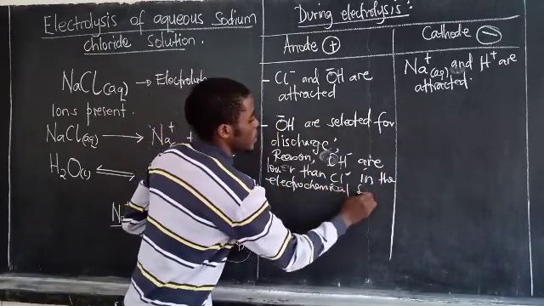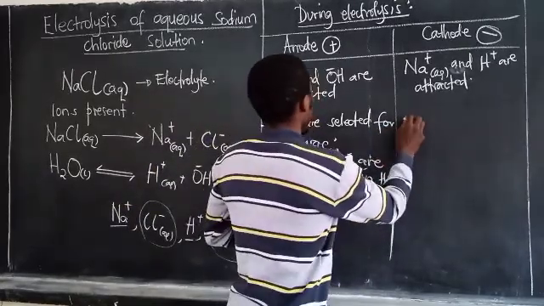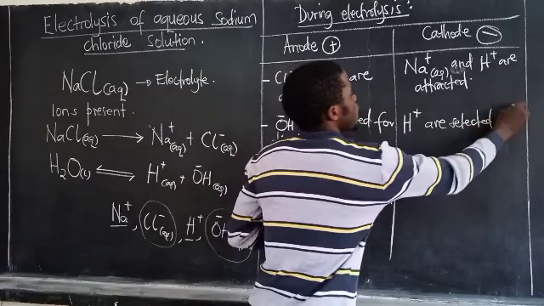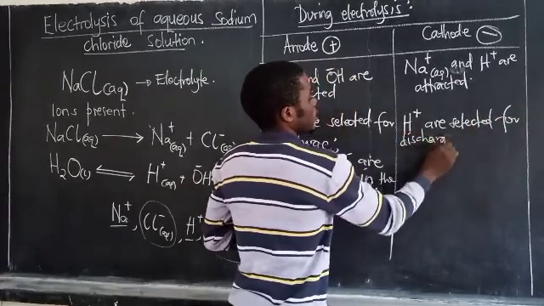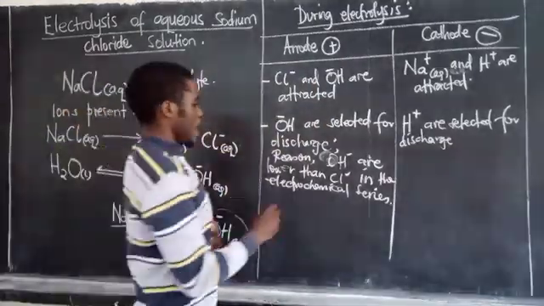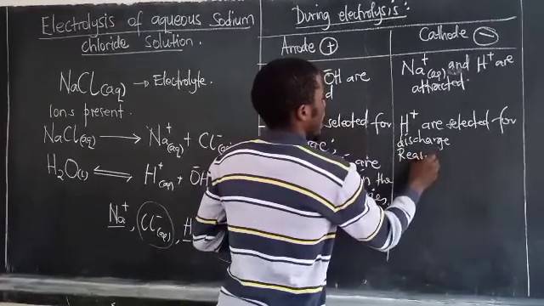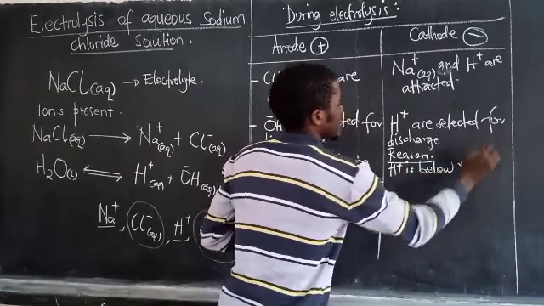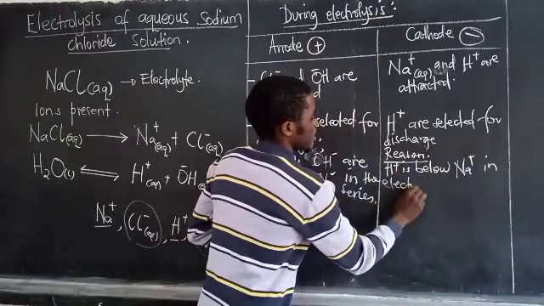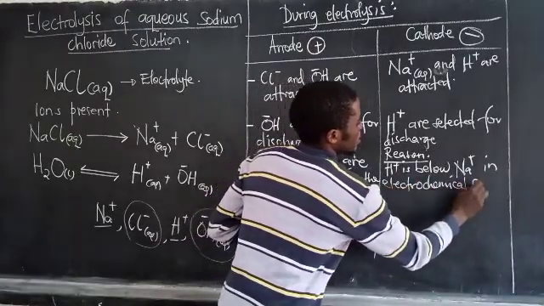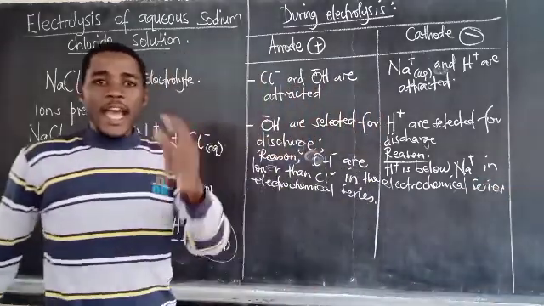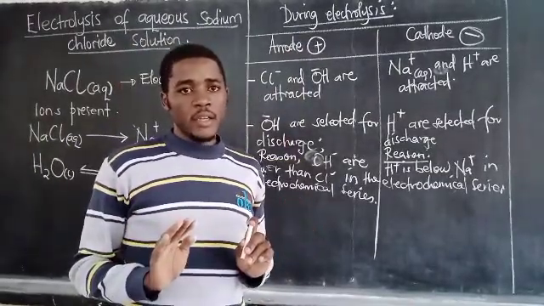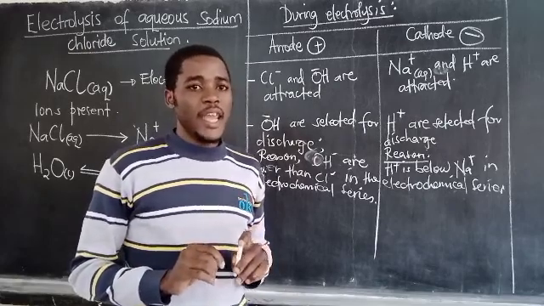In the same way, the hydrogen ions here are selected for discharge instead of sodium ions. And the same reason applies here. That is because H+ is below Na+ in the electrochemical series. Don't forget that the ion that is lower in the electrochemical series is chosen for discharge because it requires less energy.